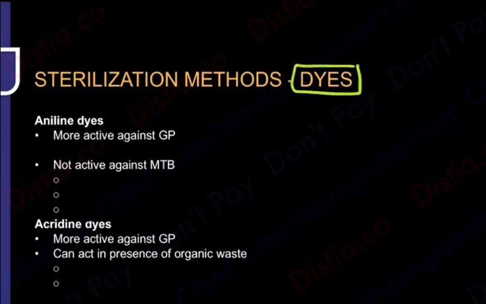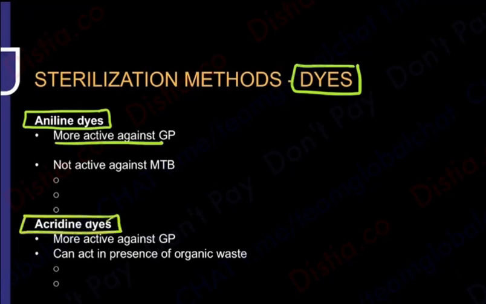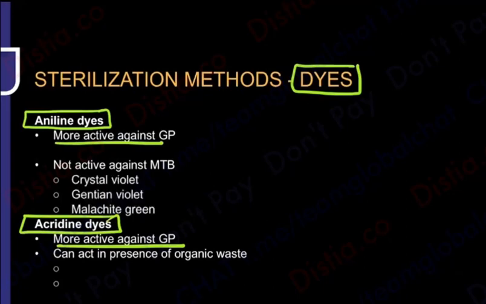Is that okay? Coming to the next one and the last one, actually, the dyes. This you don't have to know in too much detail, but I'll read it out for you, and I'll tell you that one question which will help you always. There are aniline dyes which are more active against gram-positive. There are acridine dyes also that are more active against gram-positive. So aniline dyes, I'll give you some examples. All of you have heard of malachite green, crystal violet, then gentian violet. Ye sare violet and malachite green pada hai na? These aniline dyes can kill many of the gram-positive organisms but are not active against TB.